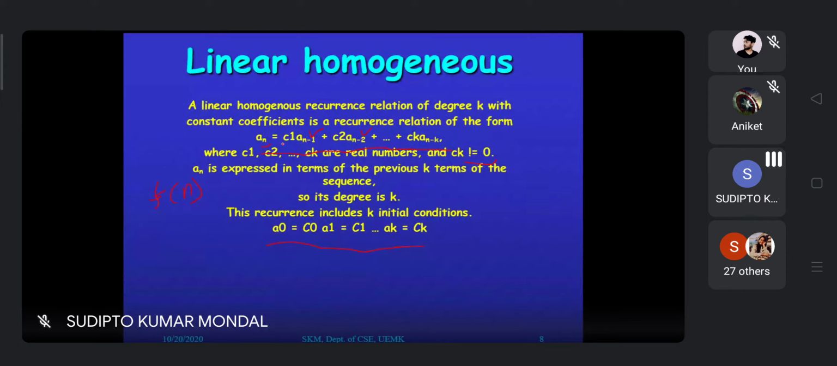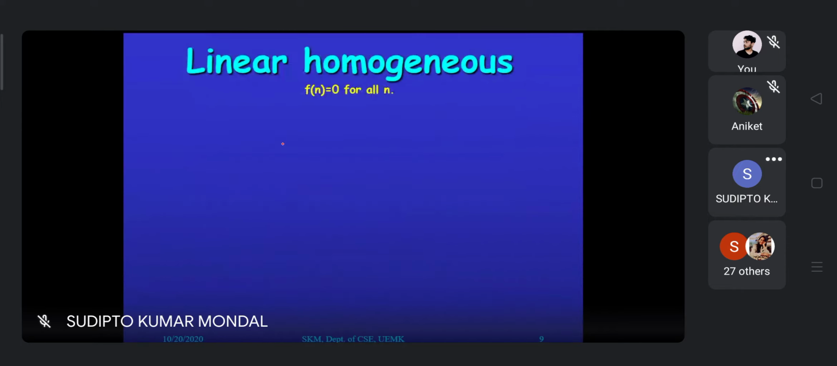So that's why we have mentioned these expressions at first. F(n) equals 0. So actually this linear homogeneous recurrence relation representation we can also mention this way. That is, F(n) basically represents all the terms we have switched to the left hand side, and then we are making it equal to 0 for all n. So one example we have taken here. Before making this example, these examples we will verify one by one.